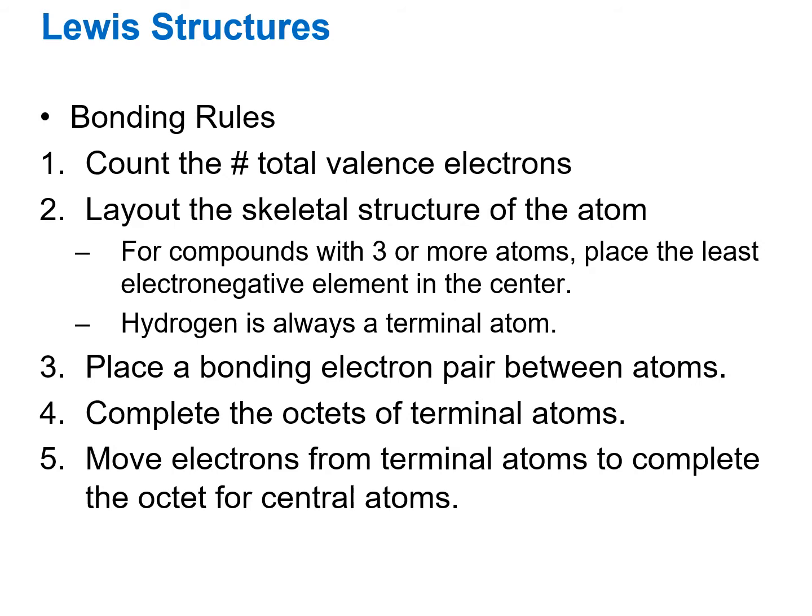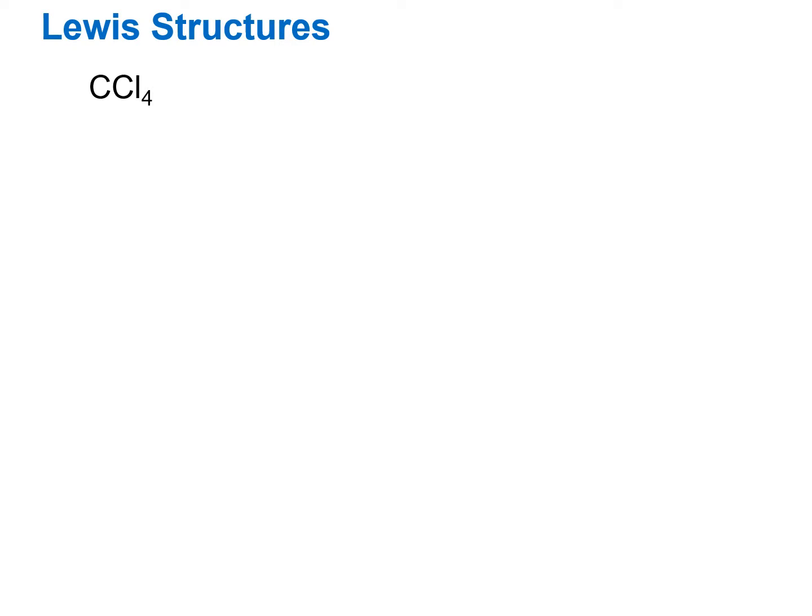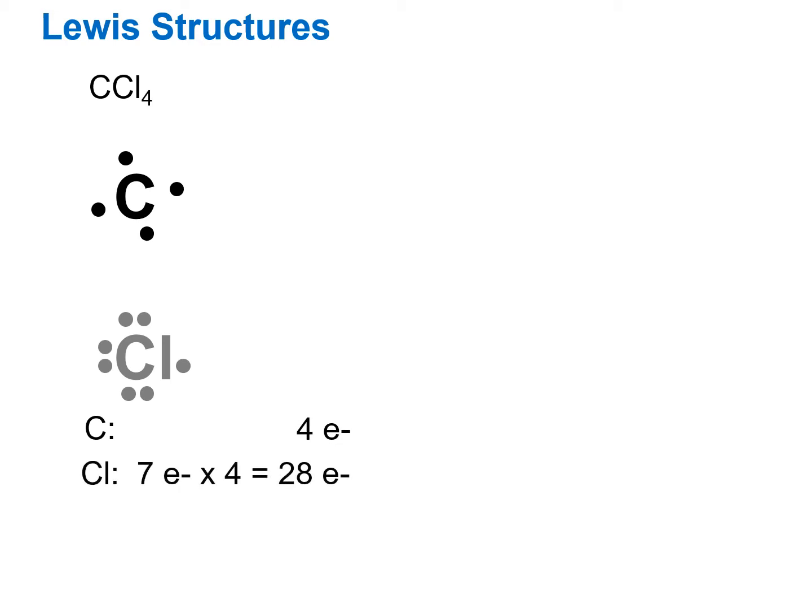So let's try our hand at a more complex structure. Let's take a look at carbon tetrachloride. We know carbon has 4 valence electrons, and chlorine comes from column 7A, which means it's going to have 7 electrons that it brings to the table. But here's the deal. We have 1 carbon, which brings 4 electrons, but we have 4 chlorines, and each one is going to bring 7. So chlorine will contribute 28 electrons, and that 28 plus the 4 electrons from carbon means that we have 32 electrons total that we need to find homes for.